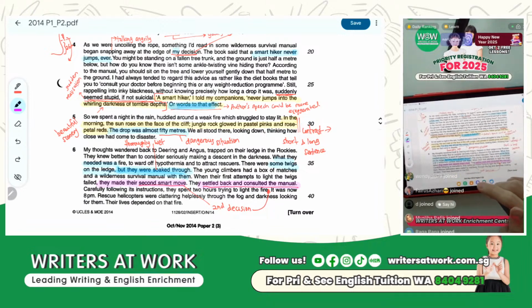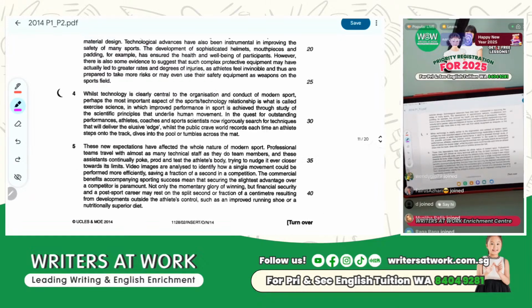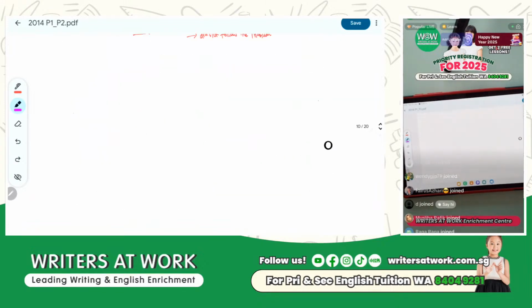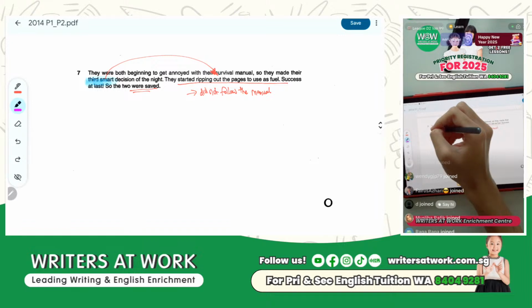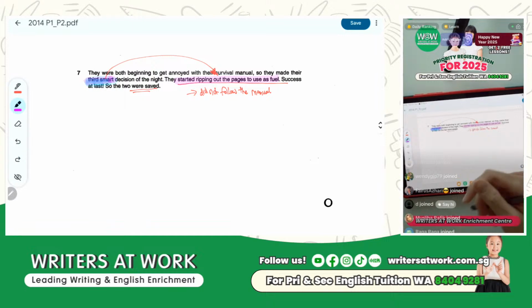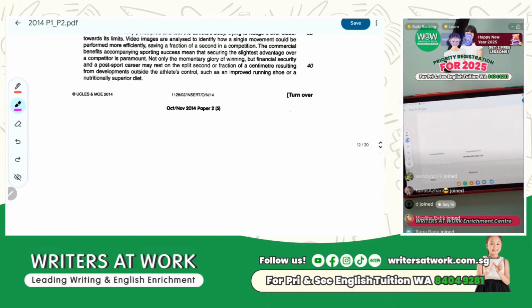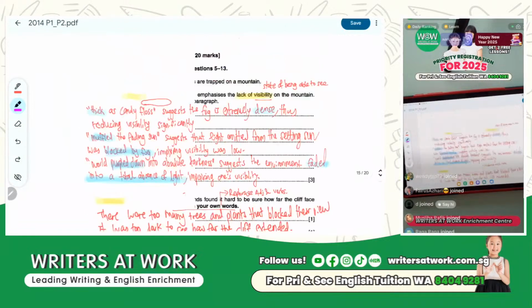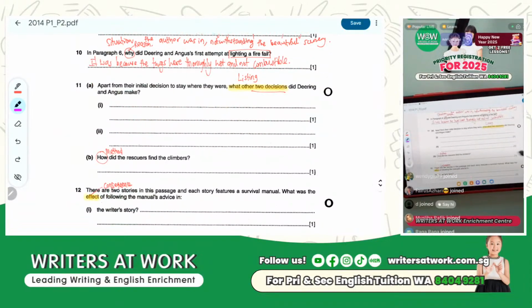Okay. Now, lastly, you can see the third decision is stated here. The third smart decision, they started ripping out the pages to use as fuel. That means they tore out the pages of the manual to start the fire. Okay, so we need to write about the second and third decision.